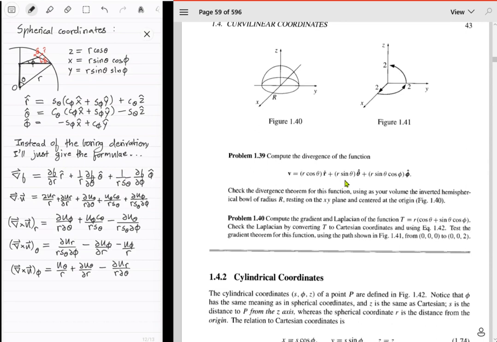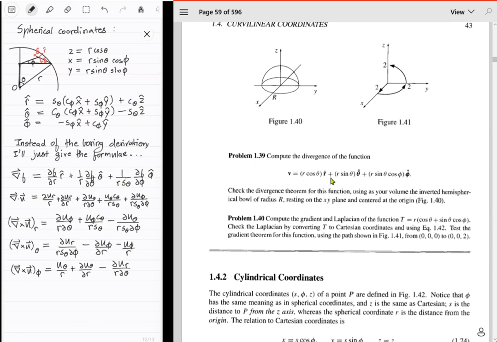This volume is the inverted hemisphere, the spherical ball of radius r, like this thing. Any nice property this thing has? R cosine theta, R sine theta. It's in the r-hat direction. That's weird. Yeah, whatever. Just start. So this thing, right?